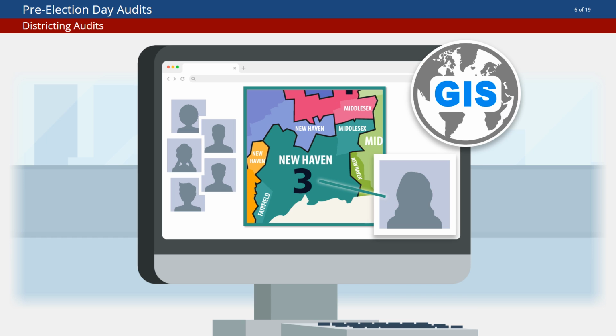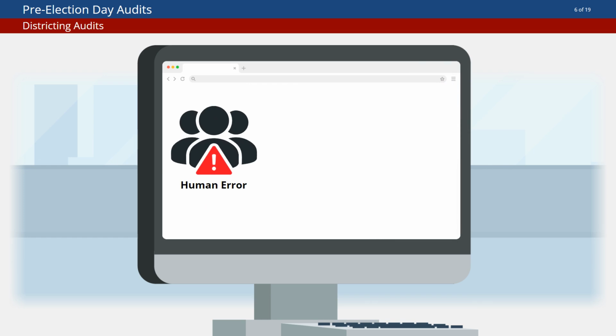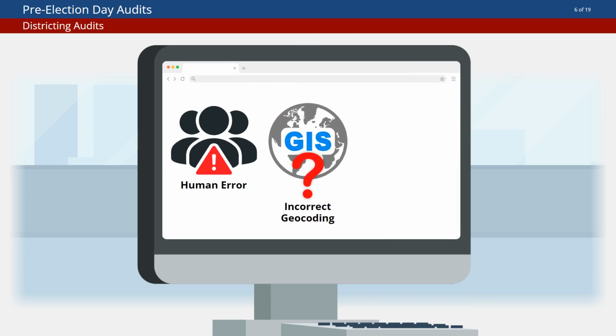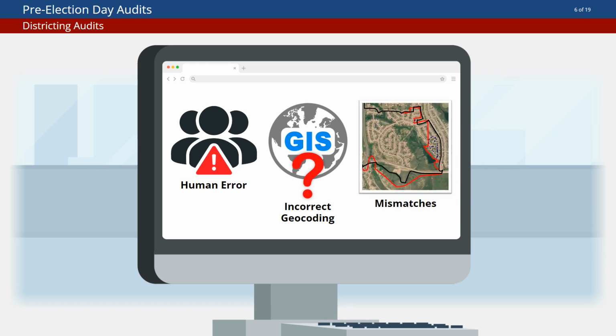Districting audits can find problems caused by human error, incorrect geocoding of voter addresses, or mismatches between U.S. Census districts and political boundaries. This type of audit is particularly useful to conduct when local district boundaries have recently changed.